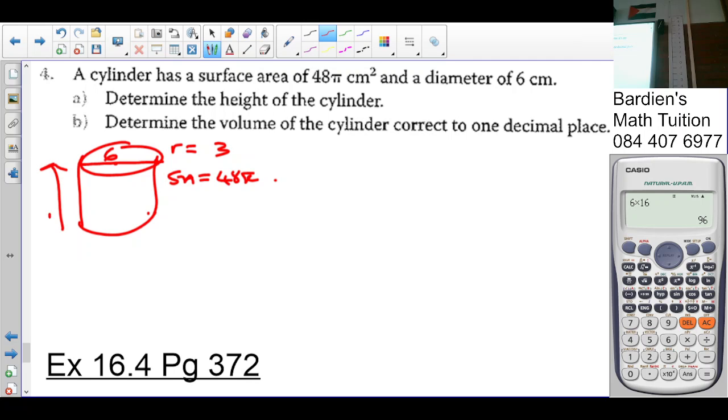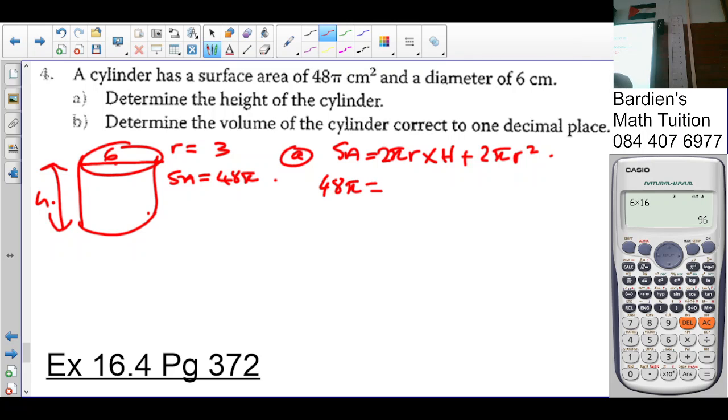The question says calculate the height of the cylinder. So how do you calculate the surface area of a cylinder? Surface area will be 2 pi r times height plus twice the area of the base. The surface area is 48 pi. So 48 pi is equal to 2 pi, what's the radius? 3, times the height, which is what we're calculating, plus 2 pi 3 squared.